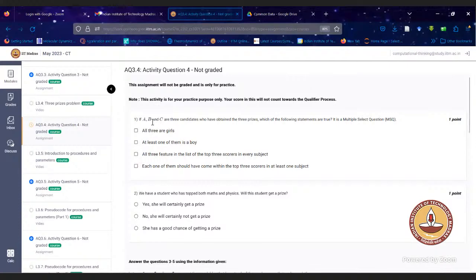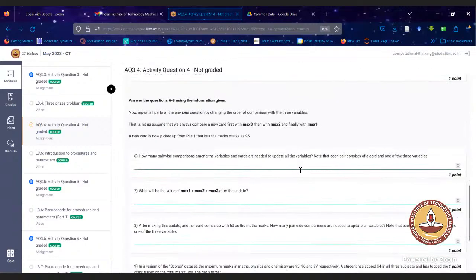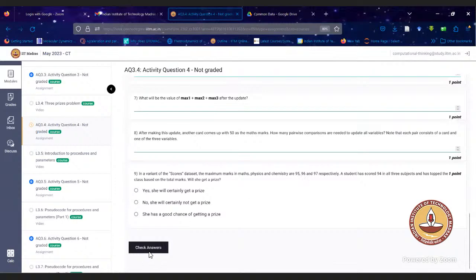3.4 question 1, right? If A, B, C are 3 candidates who have obtained the 3 prizes, which of the following statements are true? It is a multiple select question. Sir, I went for options C and D. Option C and D: all 3 feature in the list of the top 3 scorers in every subject. Each one of them should have come within the top 3 scores in at least one of the subjects. So what was the answer? So B and D.